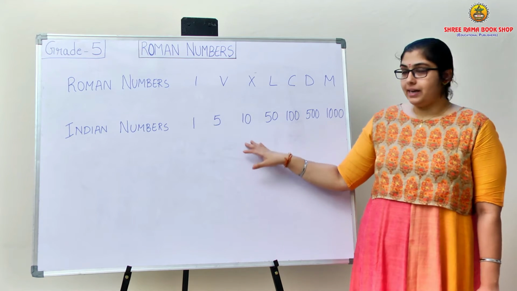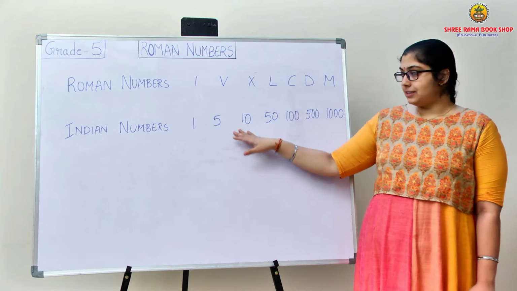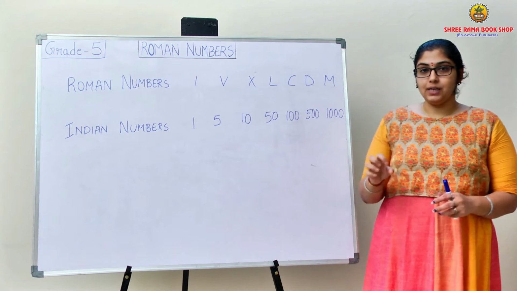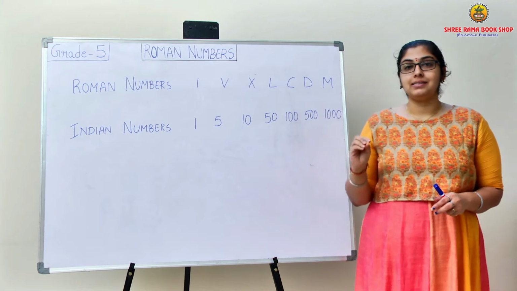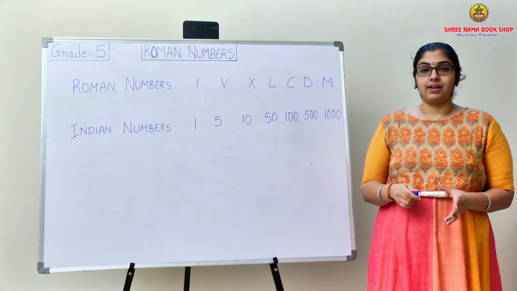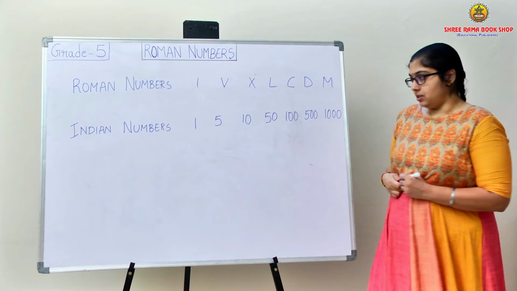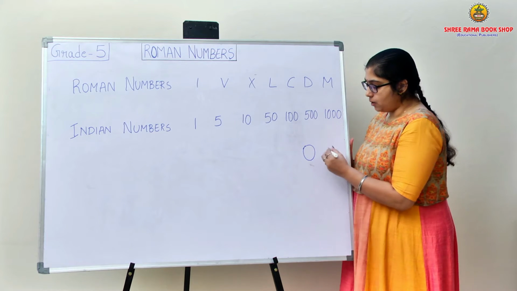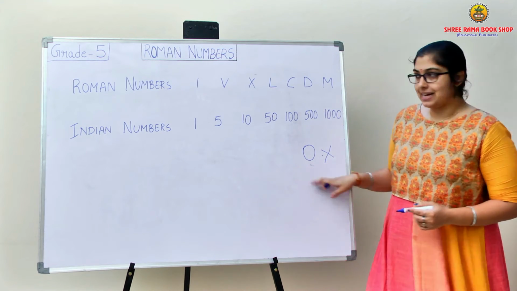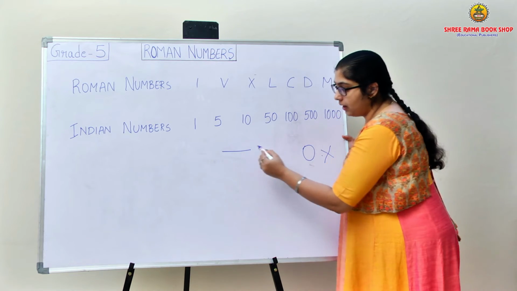So we already know these symbols. After that we also learn in this chapter that 0 doesn't have any Roman symbol. The number 0 will not have any Roman symbol, so 0 is not represented by any Roman number. It is not there. And one more thing we should learn is the bar.